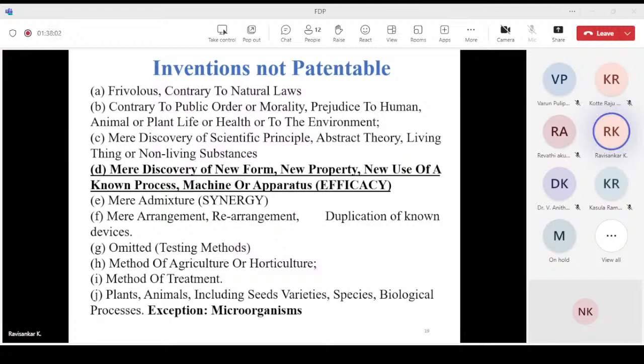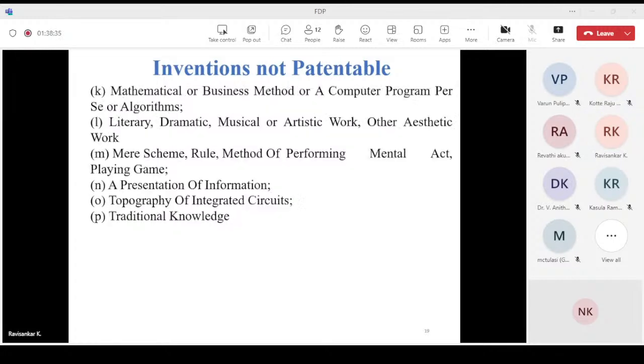You have to show some advantage compared to existing knowledge. Then mere admixture: if you just mix A and B, it is not patentable. You have to show how A plus B is more advantageous over individual use of A and B. There should be some synergy because of the admixture. Then mere rearrangement and duplication of already known devices. Then method of agriculture, method of treatment, plants, animals, seed varieties. Microorganisms can be patentable. Then mathematical or business methods, computer programs, algorithms.